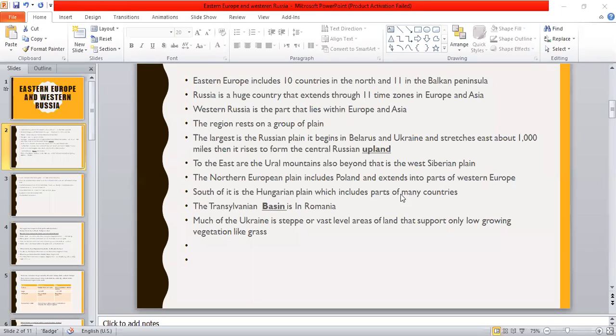The Black Sea played two roles. It borders the southern coast of Ukraine and southwestern Russia, and it separates Turkey from Ukraine. There is also the Caspian Sea. It is the world's largest inland body of water.